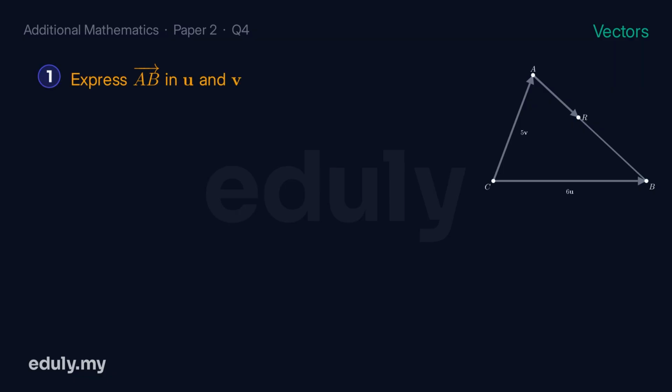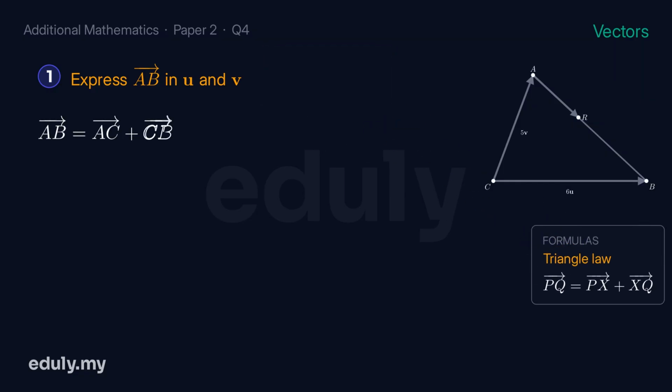Part A1, we want AB in terms of u and v. We use the triangle law. Hop from A to B through C. AB is AC plus CB. Going A to C is the reverse of C to A, so it becomes minus CA. Swap in the given vectors. Tidy it up, and AB is 6u minus 5v.